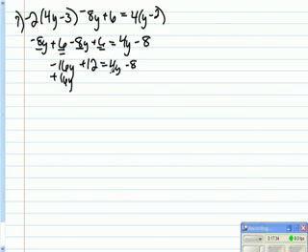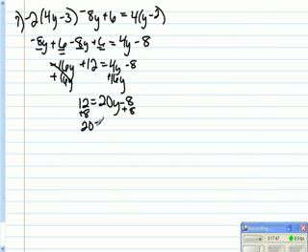I'm going to choose to add 16y now that everything's done on each side. I get 12 equals 20y minus 8. Add 8 to both sides. 20 equals 20y. Divide by 20 to get y by itself. And y is 1.